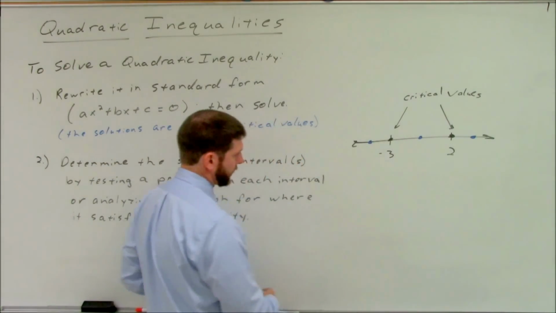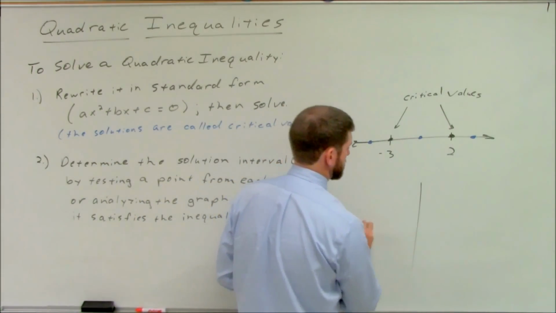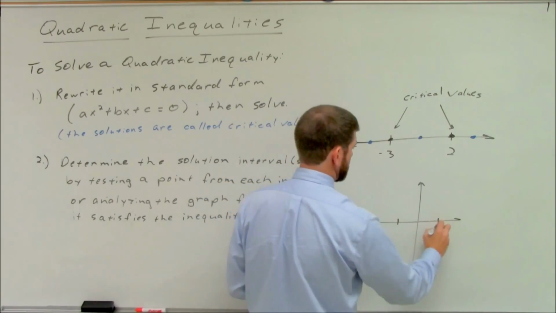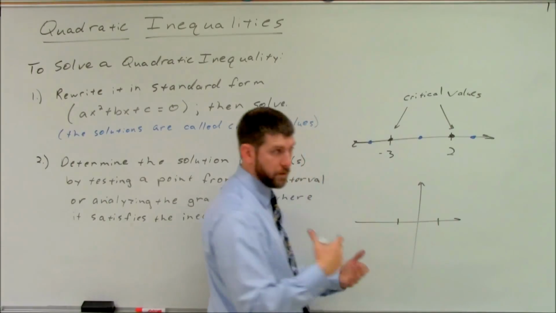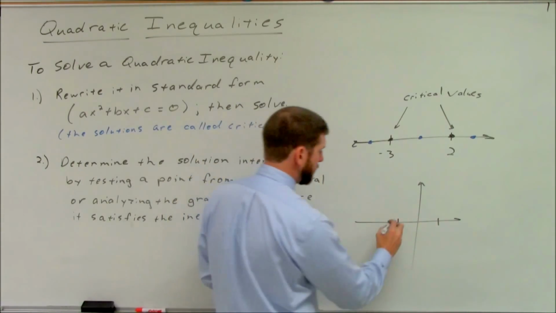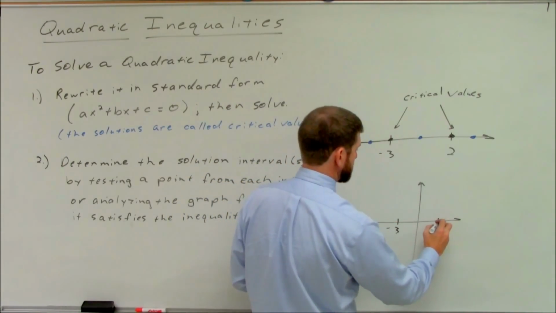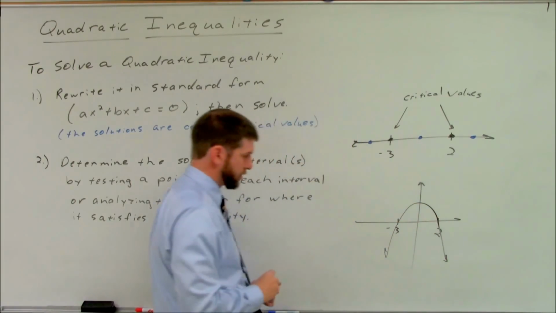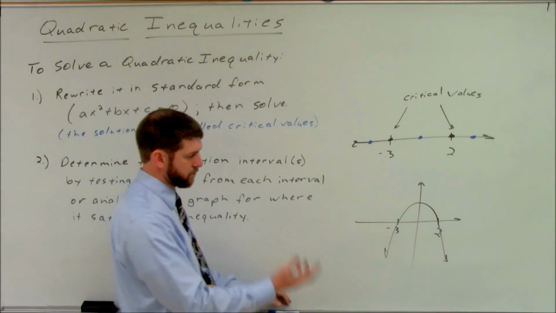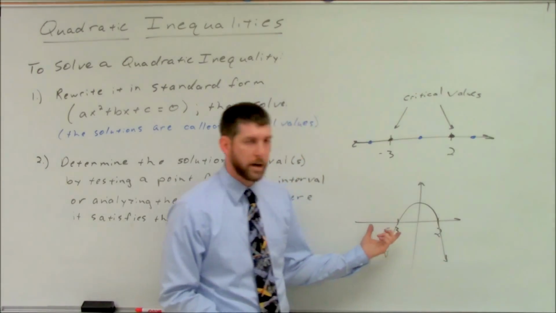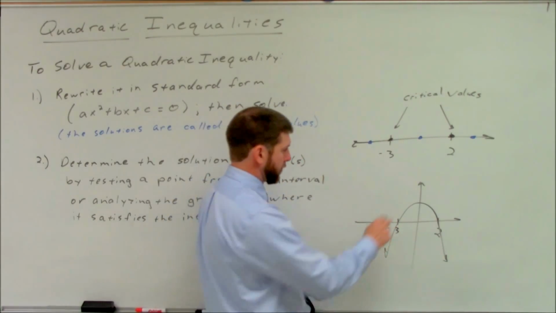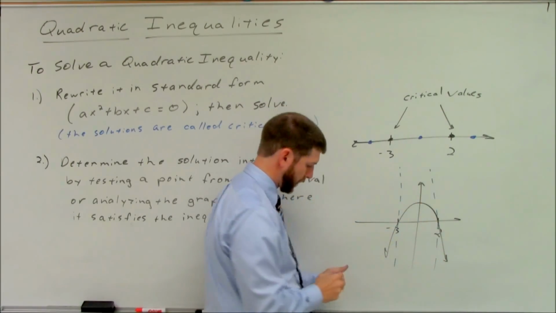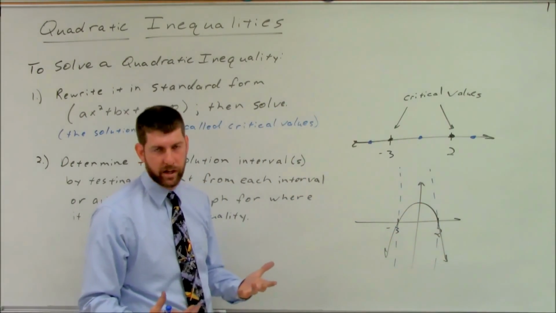Graphically, you would say my critical points are my x-intercepts, so we know that our graph is going to be, whether it's a positive or negative graph, looking at a. If that's -3 and that's +2, my graph looks like this. I'm just doing a quick sketch because all we need to see is above and below. Still having these 3 intervals, I'm going to look at which section of the graph satisfies the inequality.